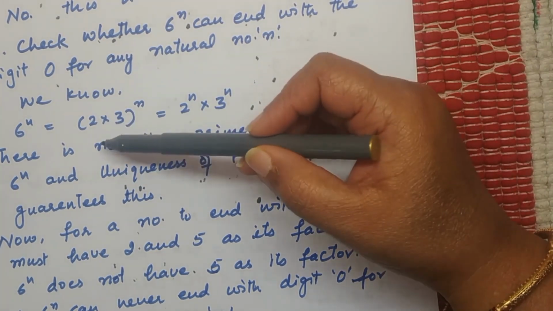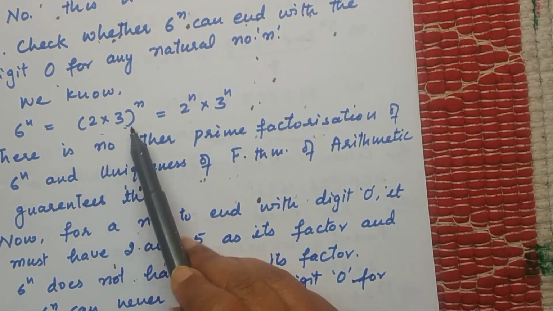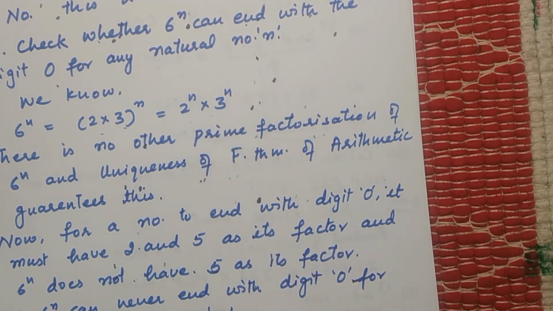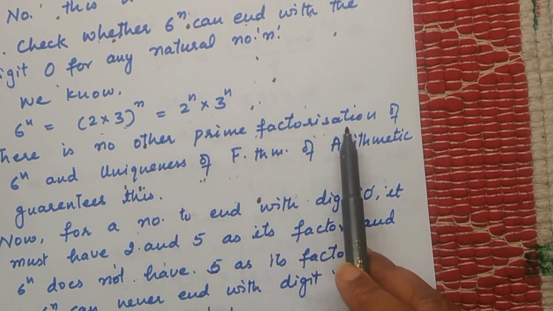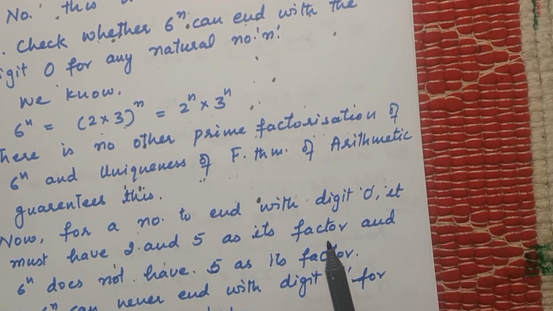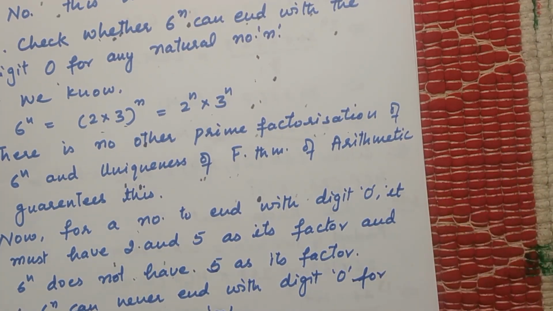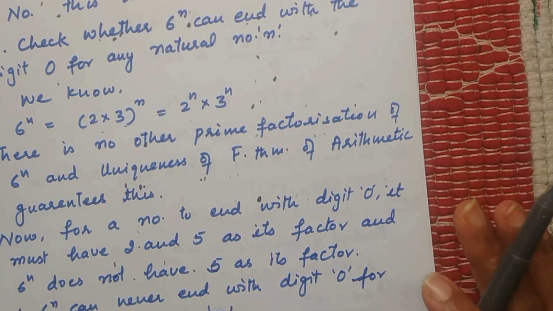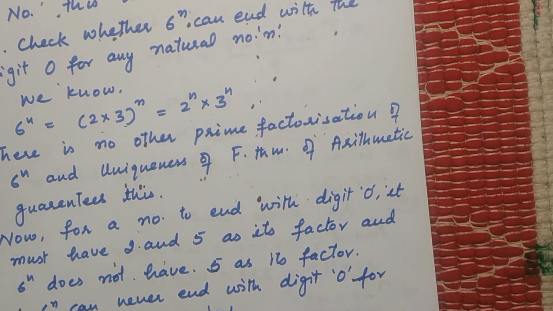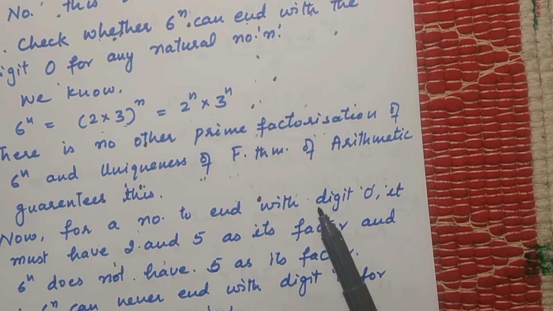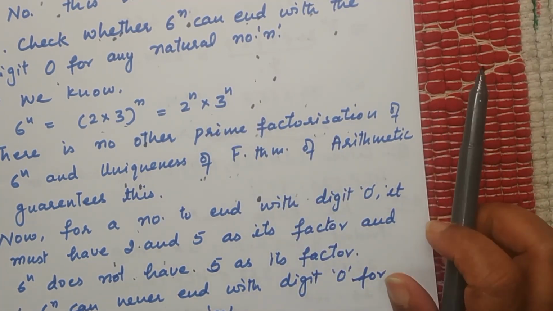Prime factorization of 6 is 2 into 3. 2 into 3 raised to power n. So that gives me 2 raised to power n into 3 raised to power n. There is no other prime factorization of this, as uniqueness of fundamental theorem of arithmetic guarantees this. Because fundamental theorem of arithmetic says every composite number can be expressed as product of primes and this factorization is unique. Right? So this is the only prime factorization of 6 raised to power n.